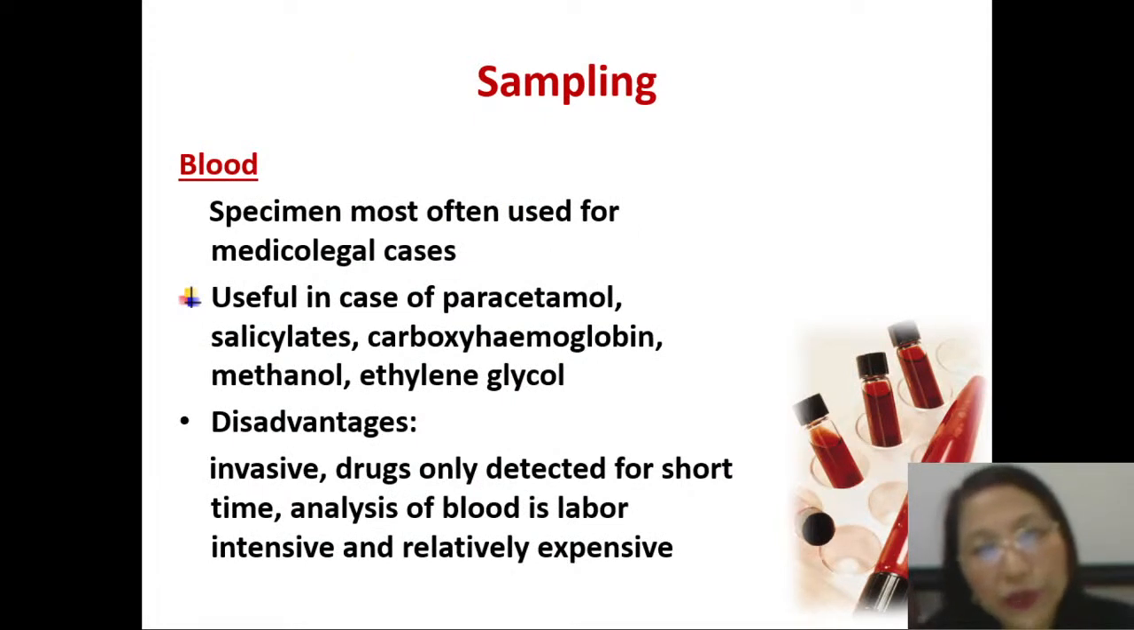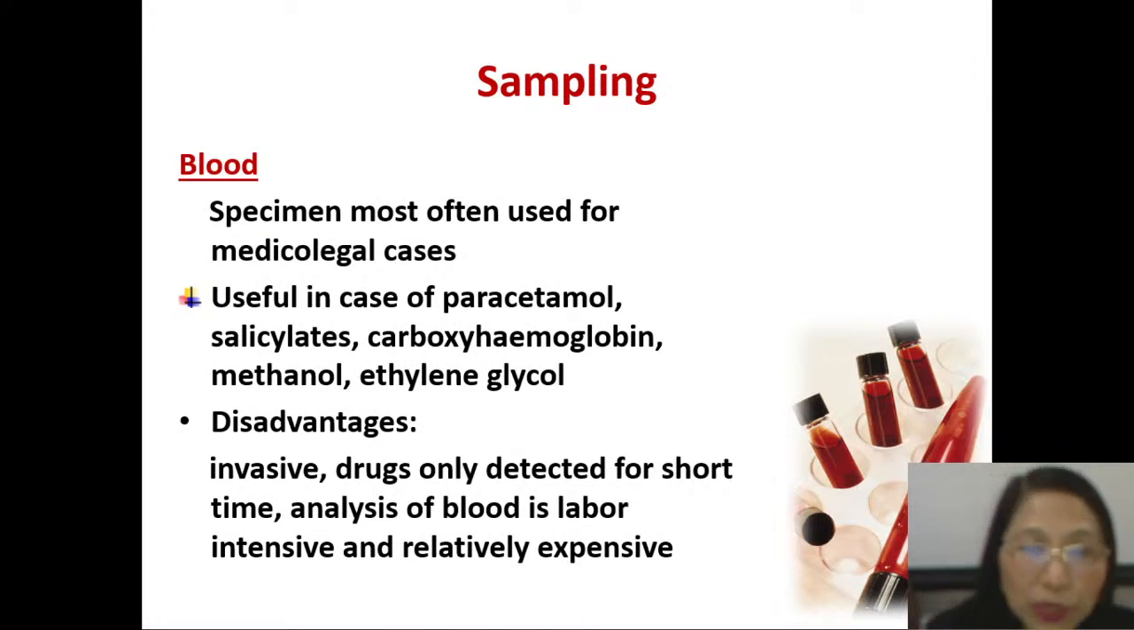What are the samples that we can take? The most common sample that we give for therapeutic drug monitoring is a blood sample. This is most often used for other medical legal cases also. It is useful in case of paracetamol, salicylates, carboxyhemoglobin, methanol, ethylene glycol. And most of the samples that we give for therapeutic drug monitoring are mostly plasma or serum. So we have to take the blood samples.